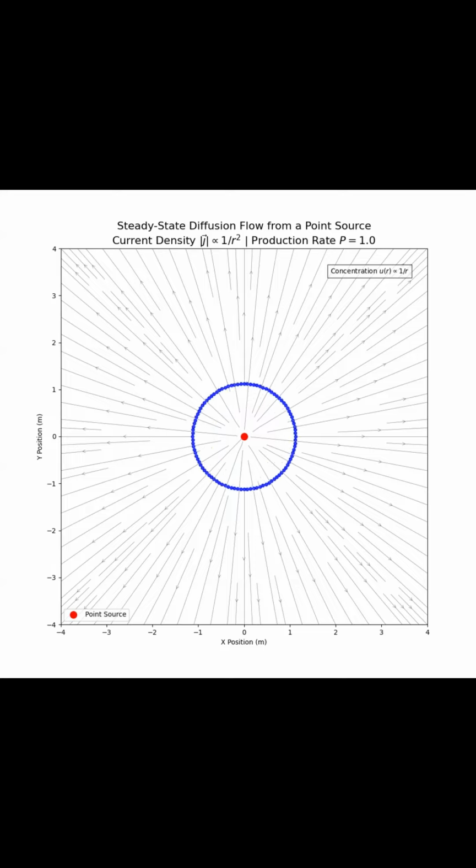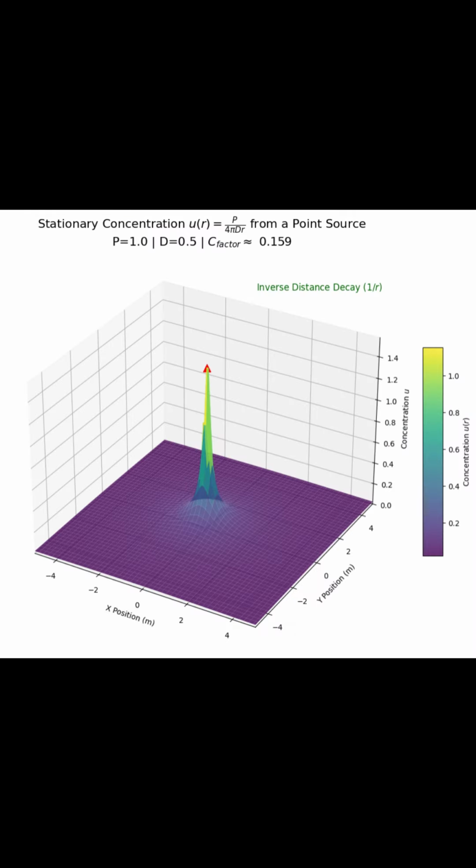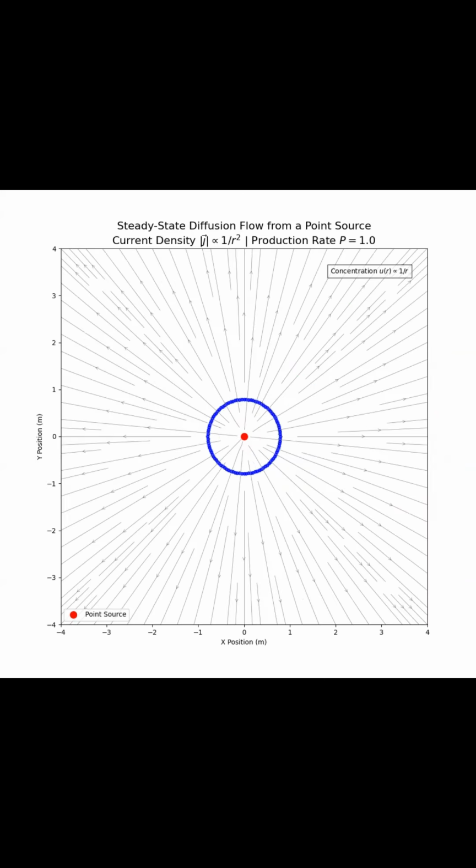And finally, you've got the current density. That's the flow itself. It follows the inverse square law, so 1 over r squared. And this faster drop-off is absolutely crucial because it ensures the total amount of stuff flowing out stays constant. You see, as the substance spreads, the surface area it covers grows as r squared. So the flow has to decrease by 1 over r squared to keep everything perfectly balanced.